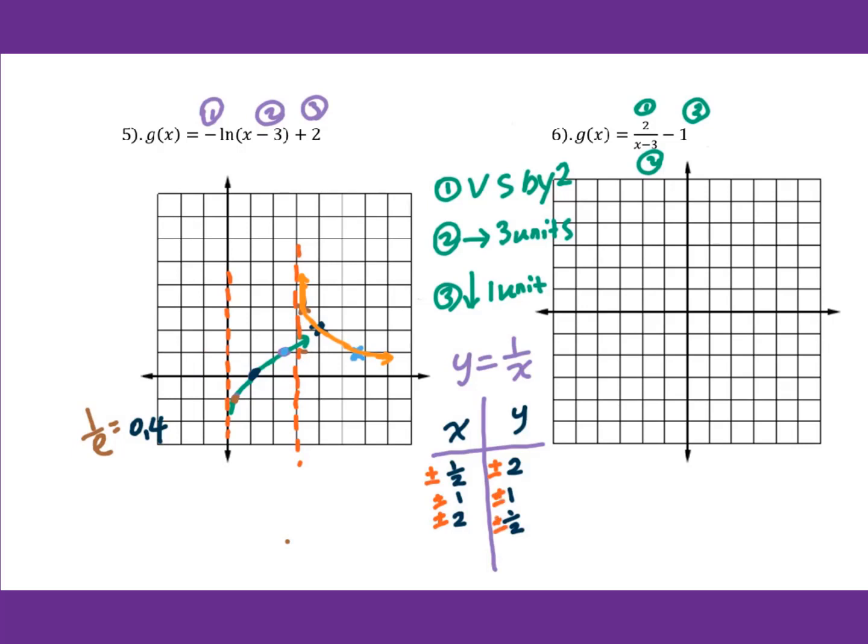Then you can plot the points like this. For 1/2, that means 2 is here. 1, 1. Then 2 is 1/2. So connect these 3 points. Then -1, -1, and -2 is -1/2. It's here. -1/2, that's 2. -2, that's over here.